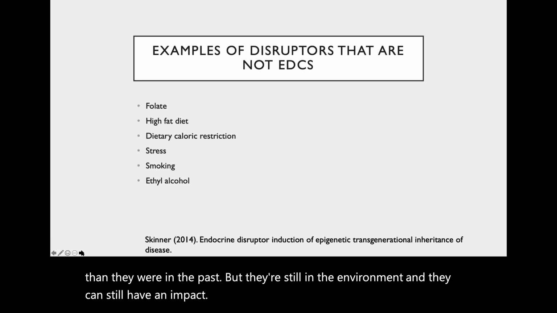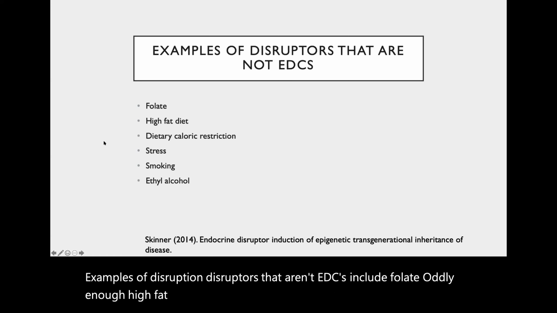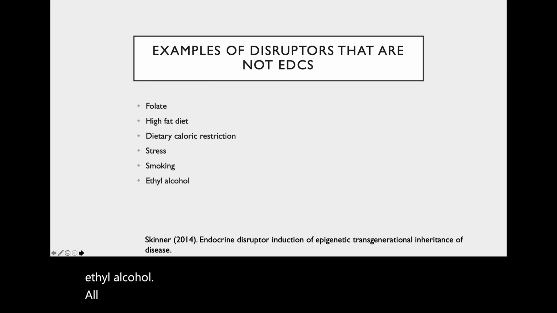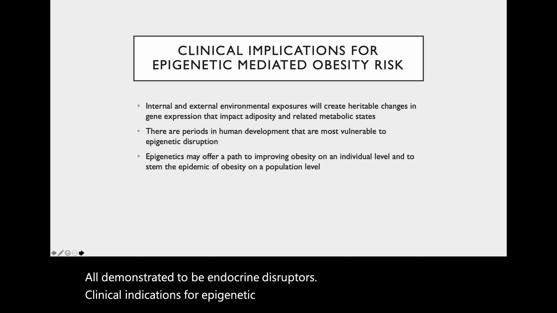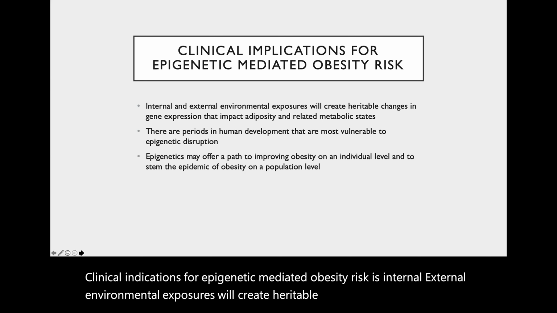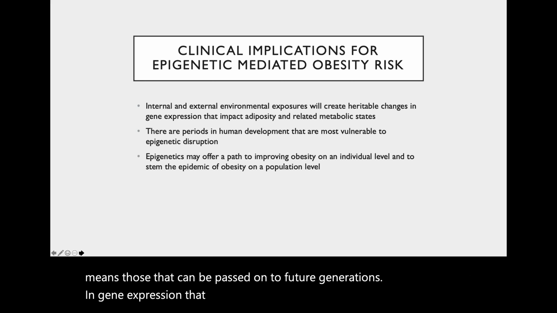Examples of disruptors that aren't EDCs include folate, oddly enough, high-fat diet, dietary caloric restrictions, stress, smoking, and ethyl alcohol, all demonstrated to be endocrine disruptors. Clinical indications for epigenetic mediated obesity risk is internal and external environmental exposures will create heritable changes. So heritable, again, means those that can be passed on to future generations, in gene expression that impact adiposity and related metabolic states.